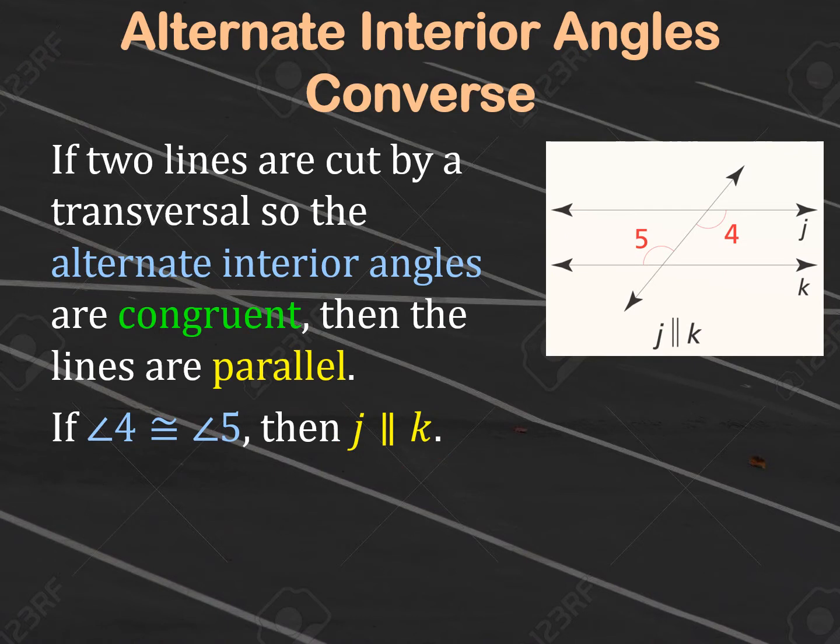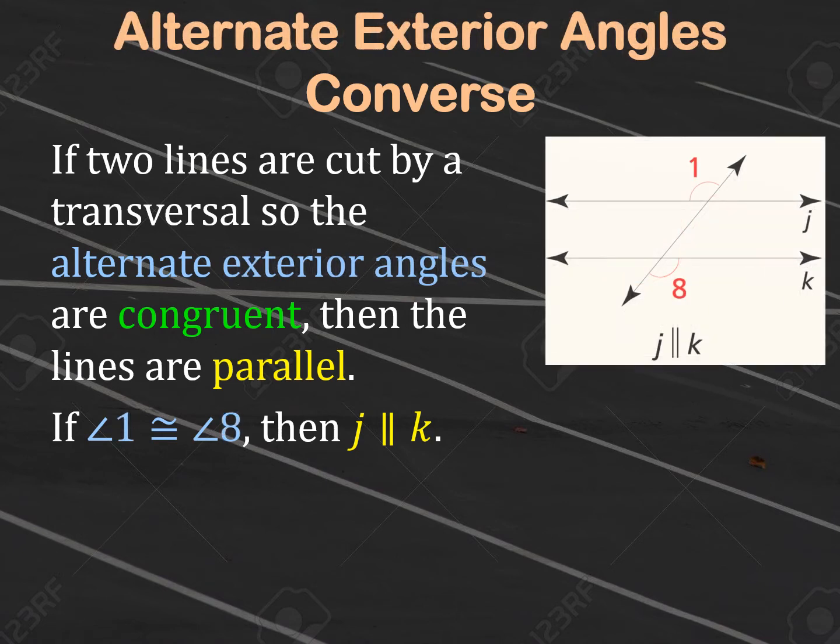We also have rules for the other three angle relationships that we saw in 10.2. Alternate interior angles converse says if two lines are cut by a transversal so that alternate interior angles are congruent, here 4 and 5, then the lines are parallel. So if angles 4 and 5 are congruent, lines J and K are parallel. Same with alternate exterior angles. If a transversal cuts two lines and the alternate exterior angles are congruent, here 1 and 8, then lines J and K are parallel. So again, you were given angles congruent, therefore the transversal intersects two parallel lines.